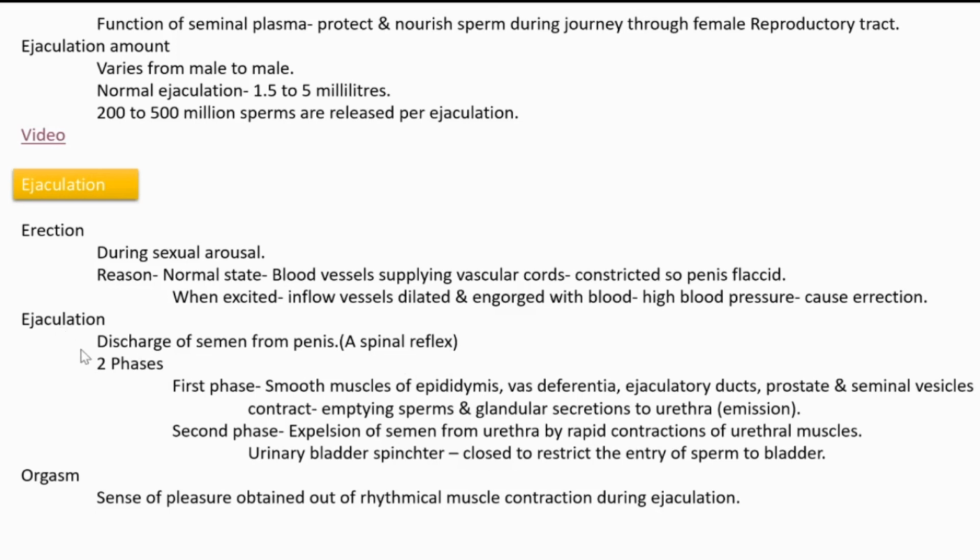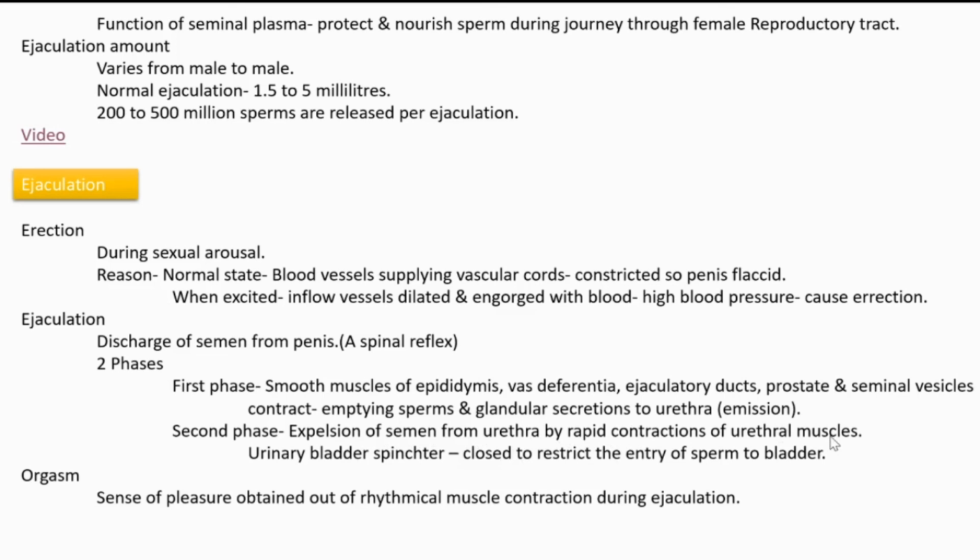Ejaculation has two phases. The first phase consists of the contraction of smooth muscles of the epididymis, vasa deferentia, ejaculatory ducts, prostate and seminal vesicles. As a result of that contraction, what happens? It empties the sperms and the glandular secretions into the urethra. In the second phase, what is happening? Expulsion of semen from the urethra happens by the rapid contraction of urethral muscles.